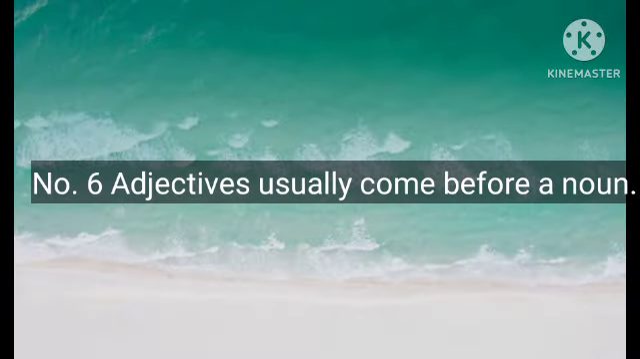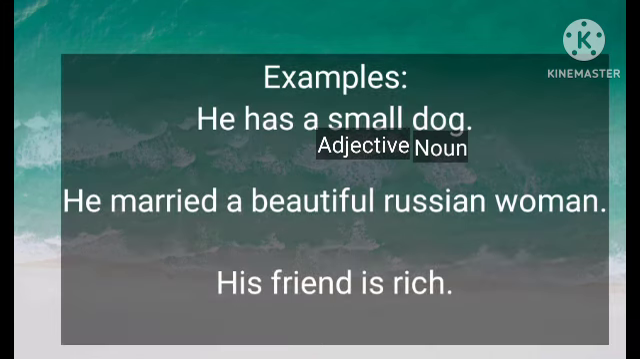Number 6. Adjectives usually come before a noun. Here is an example of it. He has a small dog. Our adjective is small, and the noun is the dog. Second example, he married a beautiful Russian woman. Third is his friend is rich.